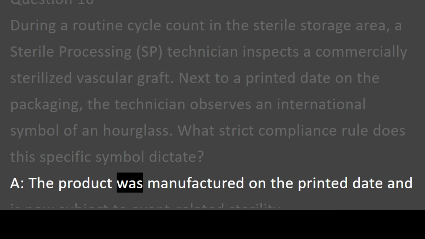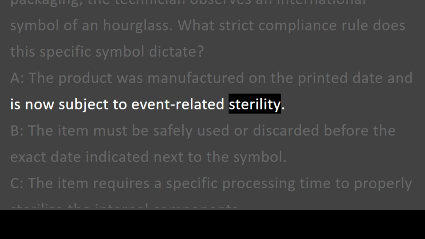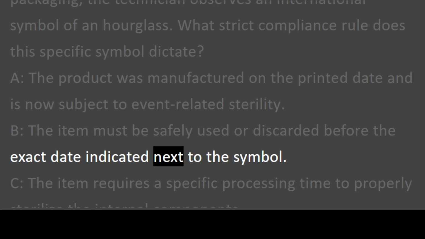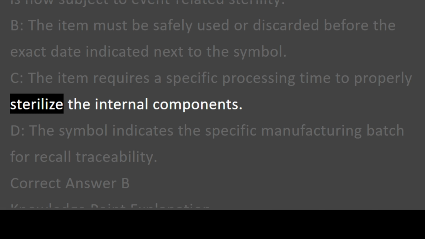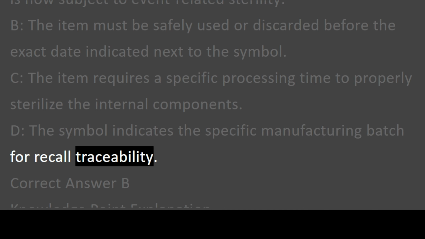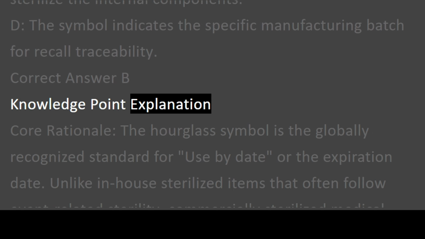A. The product was manufactured on the printed date and is now subject to event-related sterility. B. The item must be safely used or discarded before the exact date indicated next to the symbol. C. The item requires a specific processing time to properly sterilize the internal components. D. The symbol indicates the specific manufacturing batch for recall traceability. Correct answer B. Knowledge point explanation.